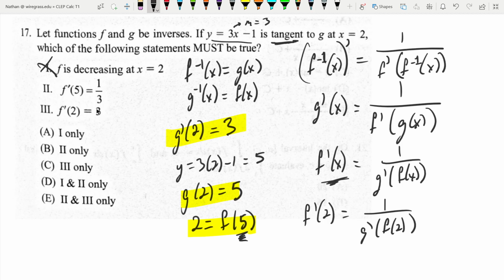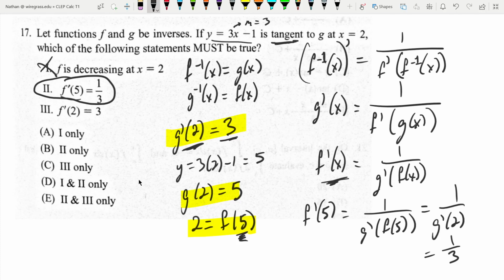Now, we do know what f prime of 5 is because we know what f of 5 is. If I change this to 5 instead, so f prime at 5, we get 1 over g prime of f at 5. Well, f of 5 is 2. So we get 1 over g prime at 2. And g prime at 2, we actually know as well. That's just 3. So we get 1 over 3. F prime at 5 is 1 over 3. That's exactly 2.